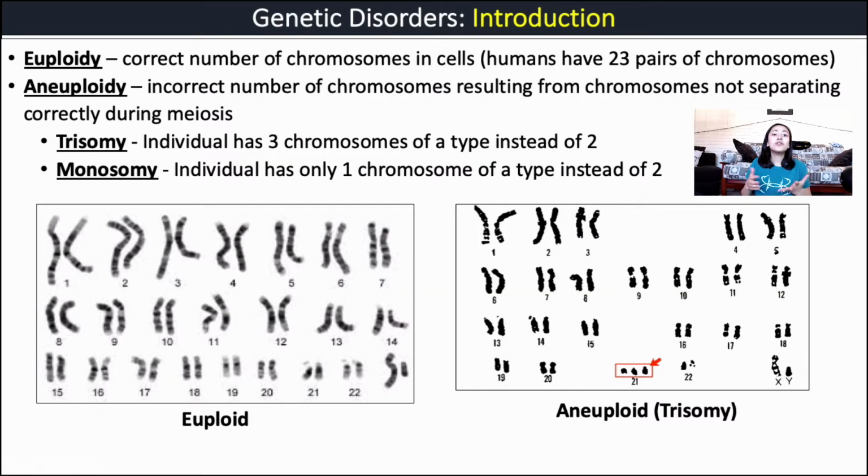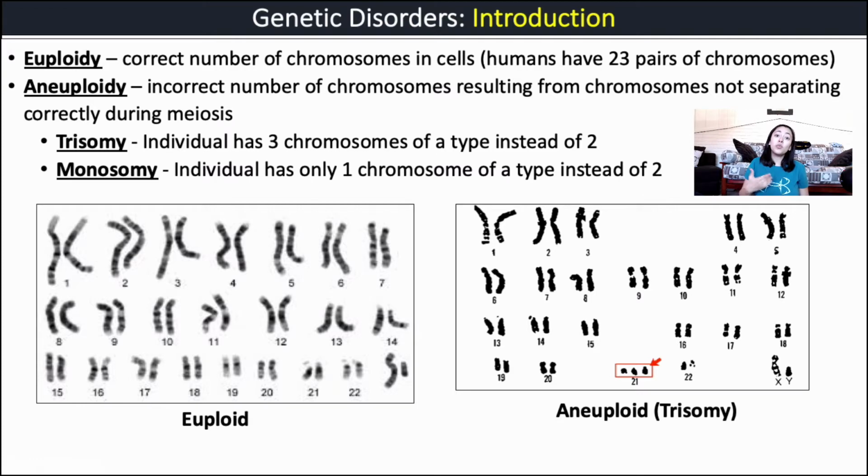This slide introduces some terminology that will help you understand genetic disorders that are caused by an incorrect chromosome number. When an individual has the correct number of chromosomes in each of their cells, we call that condition euploidy. Ploidy is referring to the number of chromosomes. Eu means true. So it means that they have the true number of chromosomes, or in other words, the correct number of chromosomes in their cells.